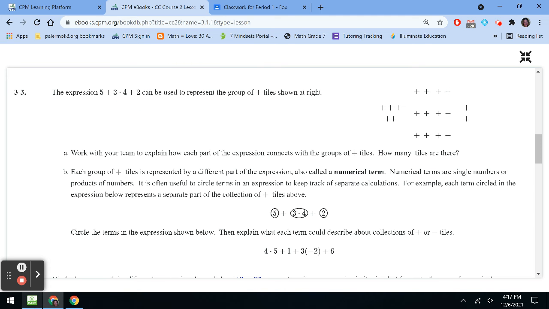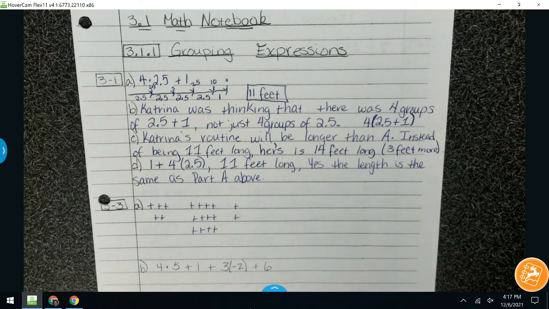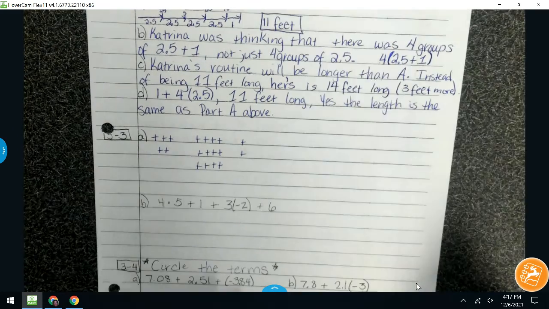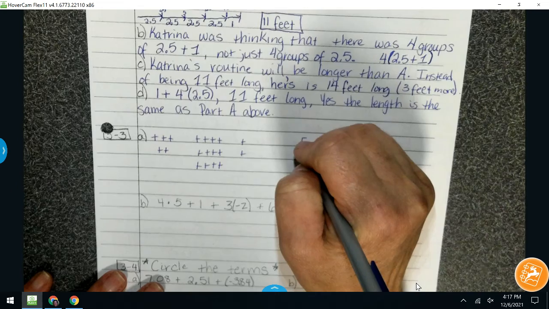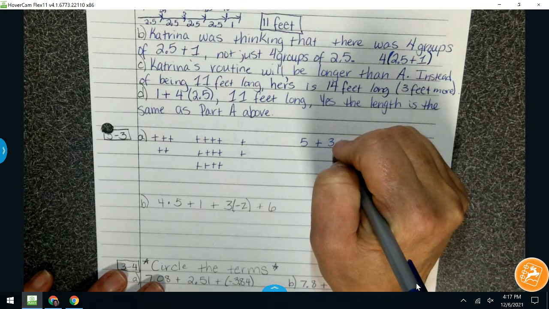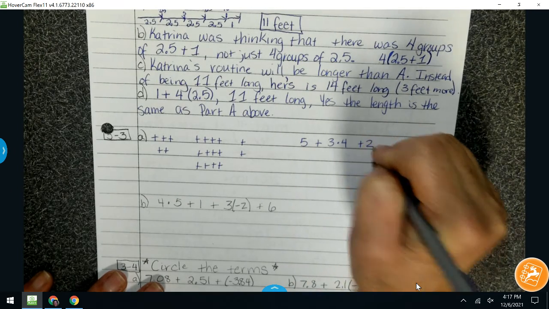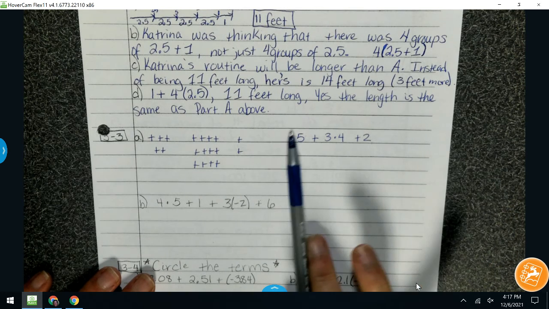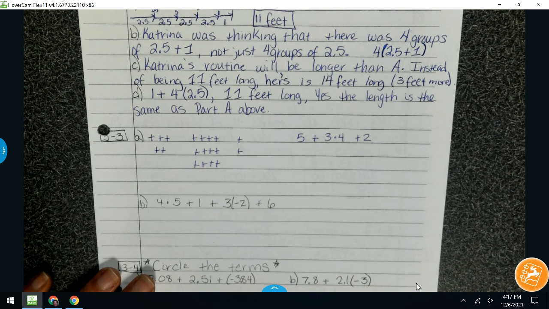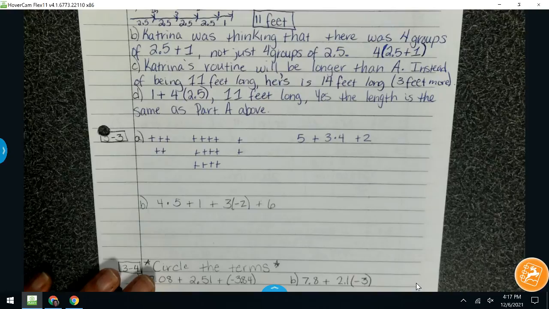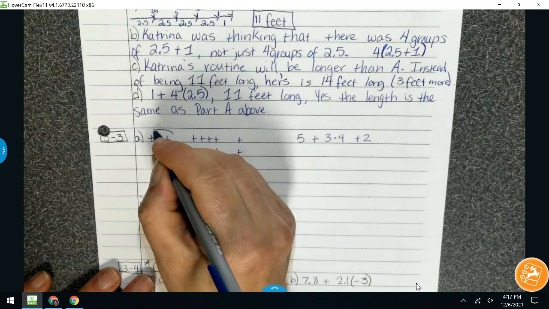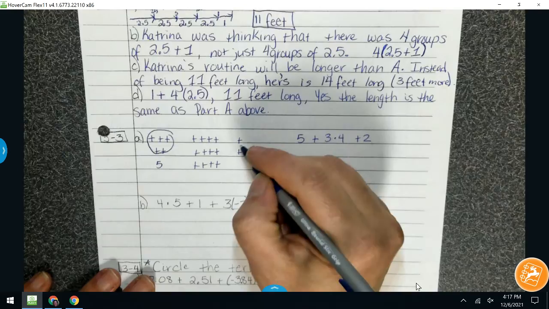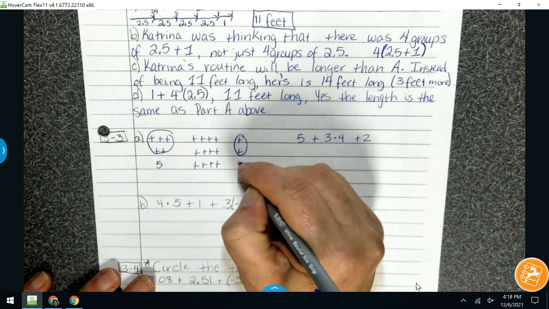And so what I'm going to do is come over here to my paper, and again, I just drew that really quick so that we would have this. And so we're going to connect it to the different parts of 5 plus 3 groups of 4 plus 2. So the first thing I need to do is find these different parts in these representations here in the integer tiles. So most students will see that this right here is my 5. Most students can also see that this right here is our 2.